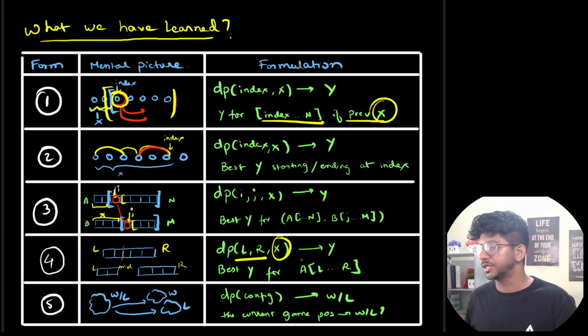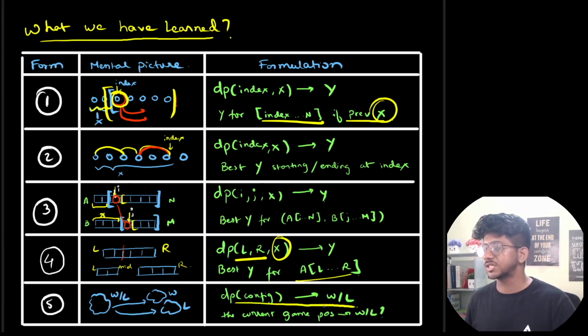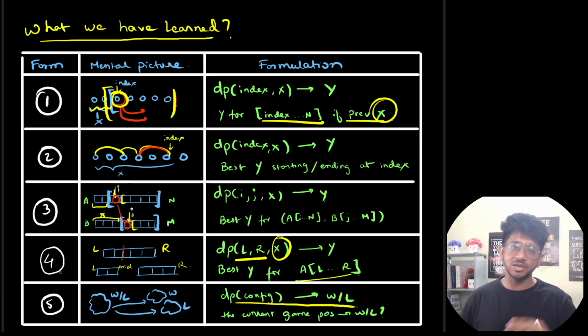So that is going to be there, and we need to solve the best for A of L to A of R. That's what we solve. And the game DP final form that we learned just now: for any particular configuration, we need to find out whether it's a winning state or a losing state. The current position of the game is winning or losing, and if you can reach any losing state, that means you can push your opponent to a losing state with one move. Losing state means you're going to lose no matter what you play, so your opponent is going to lose and you're going to win. If all your moves reach a winning state, which means no matter what you do your opponent is going to win, then you're going to lose. That's what we learned for the fifth form.